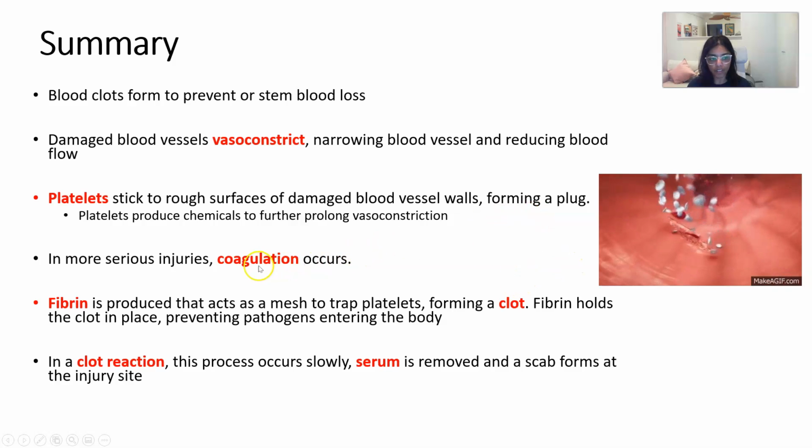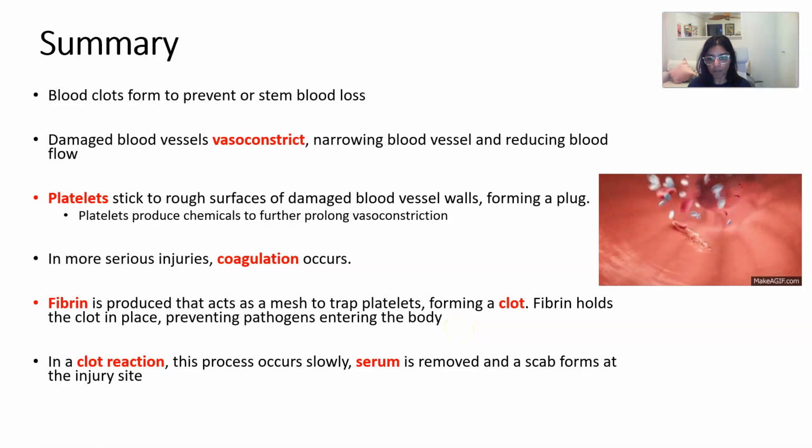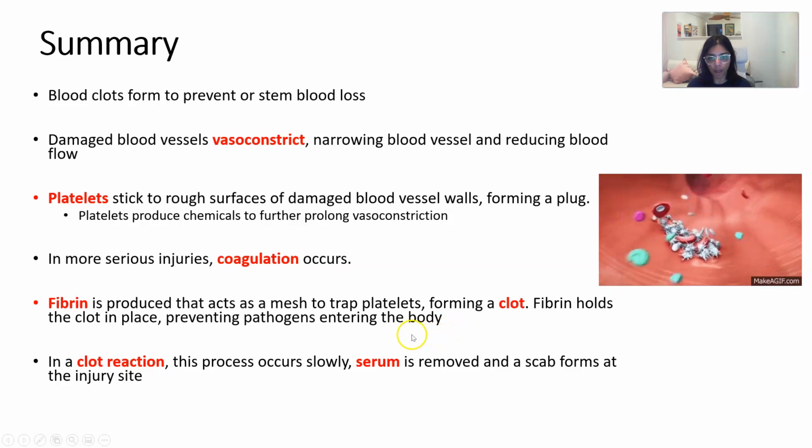For more serious injuries, we will have coagulation occurring. And in that process, fibrin is produced and it acts like a mesh which will trap those platelets, forming a clot. Now, fibrin will hold that clot in place by forming that mesh network, and it will also not only prevent extra blood loss, but it will also prevent pathogens from entering the body, causing disease or infection.